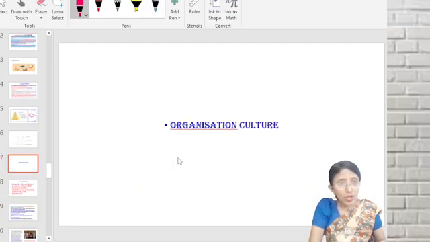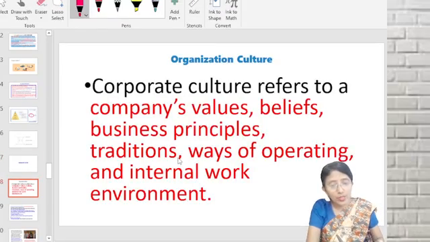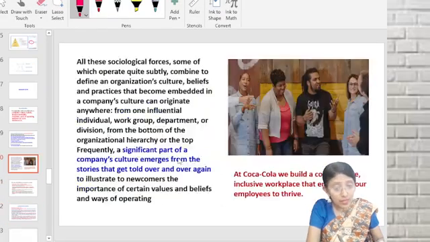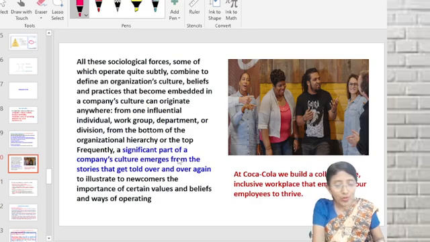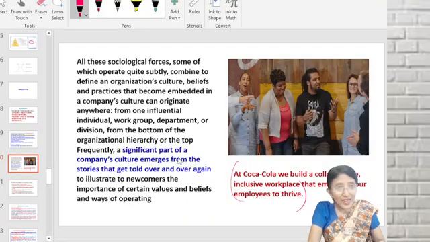Go to the next one, organization culture. What is meant by culture and why is culture important? I gave you the example of culture at Coca-Cola. If you remember, I told you that it is one which empowers the employees. Empirical case.